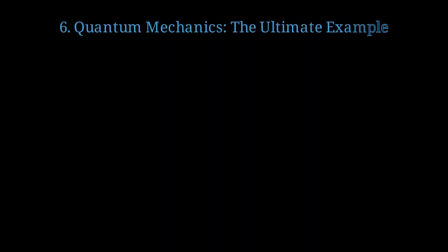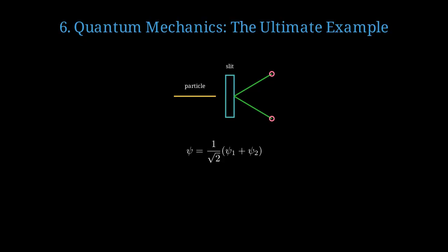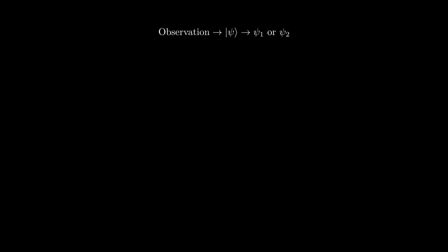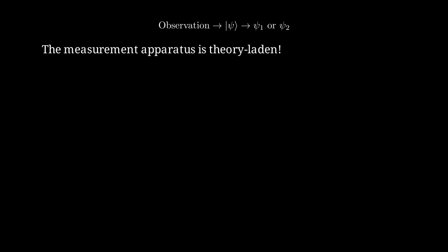Quantum mechanics provides perhaps the most dramatic example of observer effects. In the double slit experiment, whether we observe which slit a particle goes through fundamentally changes the outcome. Without observation, the particle exists in a superposition state. Psi equals 1 over square root of 2 times the sum of psi 1 plus psi 2. Upon observation, the superposition collapses to either psi 1 or psi 2. The act of observation changes reality. Even our measurement apparatus is designed based on theoretical assumptions about what we expect to find.